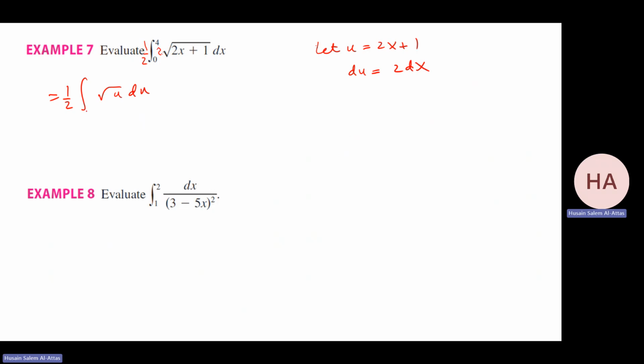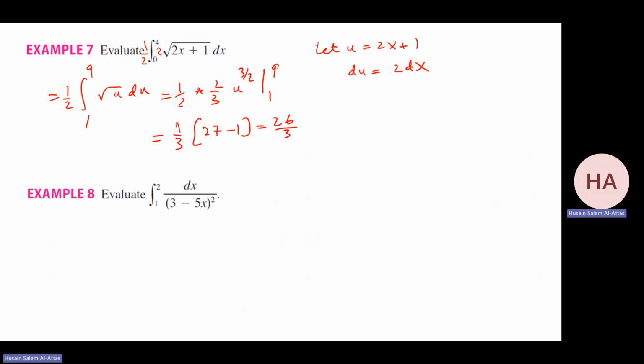Integration, that will be 1 to 9. So I have half times what? 2 over 3 u to the power 3 over 2, from 1 to 9. No need to change anything. 1 over 3. That will be what? Square root of 9, which is 3 cubed, 27 minus 1. So the answer is 26 over 3.